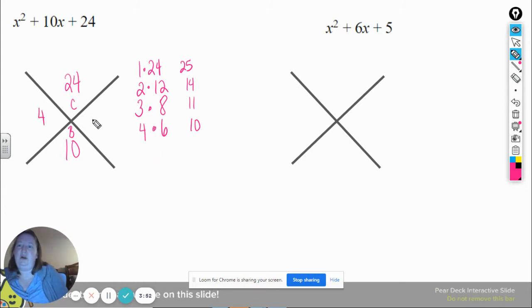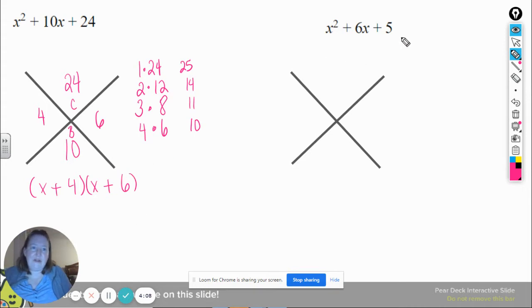So I put 4 and 6, and again, it doesn't matter which side you use. And so now I know to use for my two binomials a positive 4 and a positive 6. Since they're positive, I'm going to put pluses in there. Okay, pretty simple, right? Okay, come over here. You've got your X box.